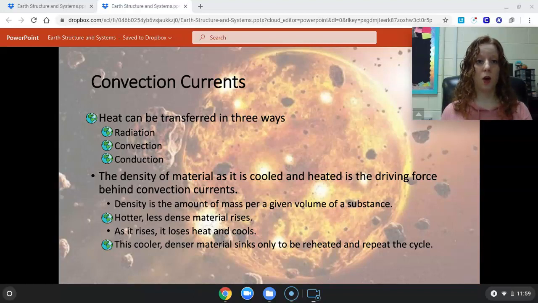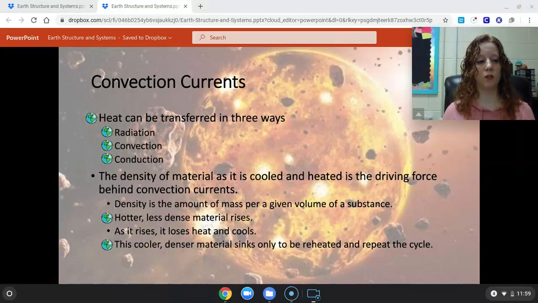Convection currents are huge. They are going to be one of the main ways that we support evidence of plate tectonics as a theory, and we're going to keep coming back to what happens with those and that flow and cycle of heat, as well as density, and how that comes into play with all of this.